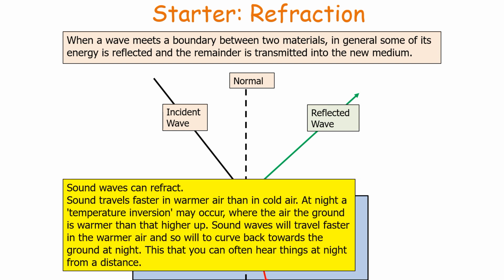Now an example of this is when sound waves refract. Sound waves travel faster in warmer air compared to colder air. So at night time you find that the air near the ground is warmer than air higher up due to human activity, so sound waves will travel faster in warmer air, and will curve back down towards the ground at night. And this is why you can often hear things better at night time compared to the daytime.